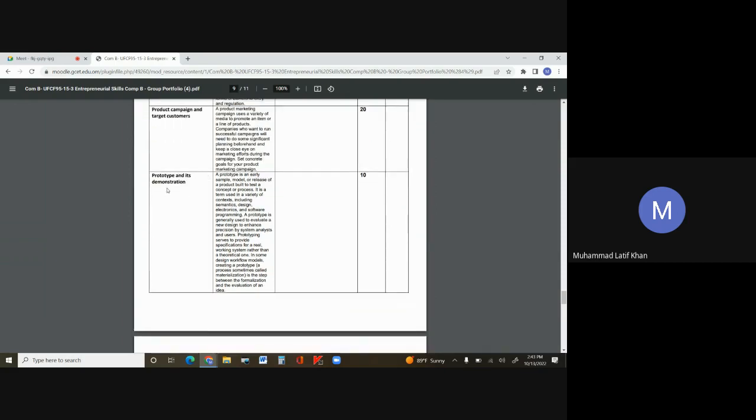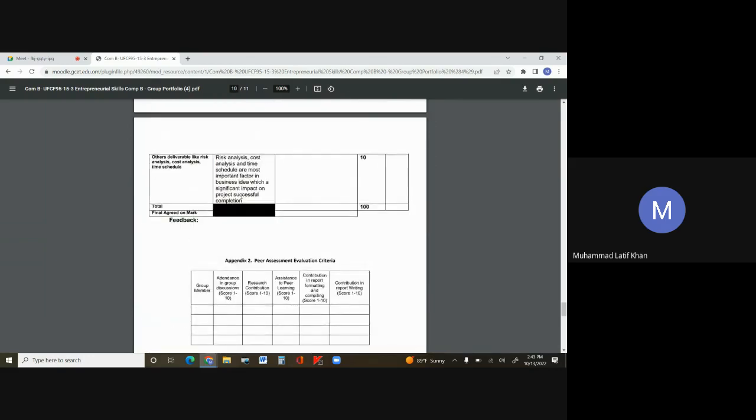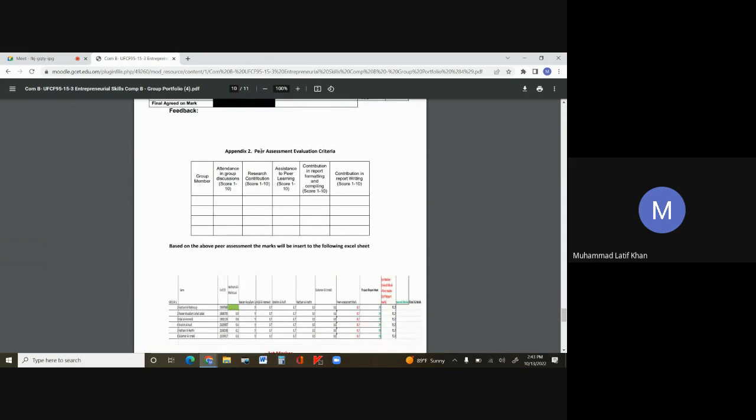Prototype before launching the final product to the final customer. Consumers, you have done with the prototype, and what was the result. And other deliverables like risk analysis, cost analysis, and time analysis of your project or newly started business. So it has 10 marks. And this is the peer review form. So you need to give marks to each other over here.